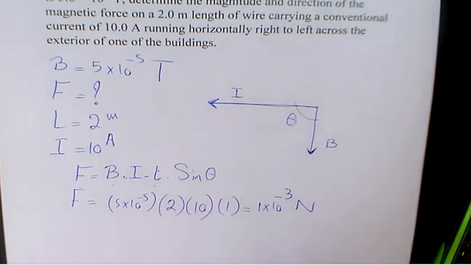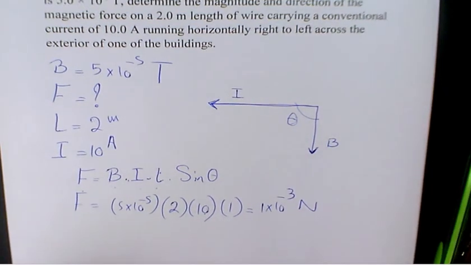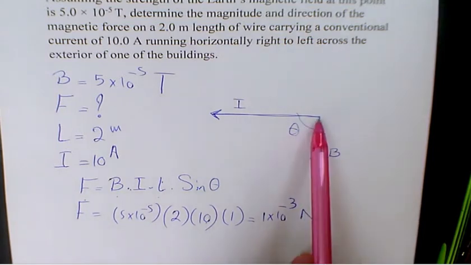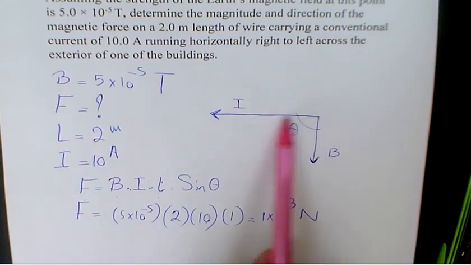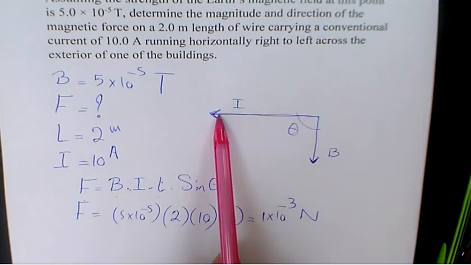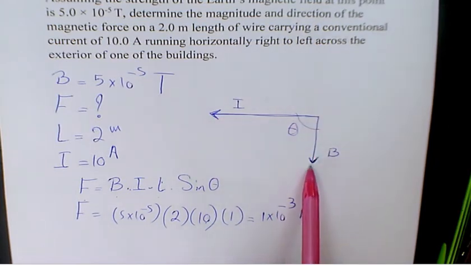Now let's find out the direction of the magnetic force. How do we do that? We need to use the right hand rule. The right hand rule is we need to have our right thumb toward I, four fingers toward B, and then your palm shows the direction of the magnetic force.